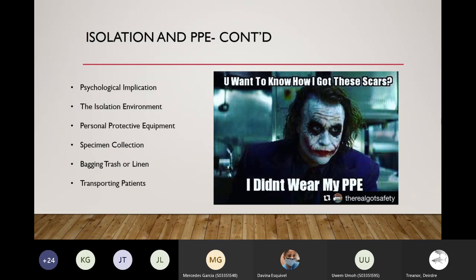Environment. You need to make sure there is a card outside the room listing their precaution. The area immediately outside needs to contain hand hygiene and PPE supplies, a bag for soiled linens, and also dedicated use of stethoscopes, sphygmomanometers, and thermometers, so we're not sharing.